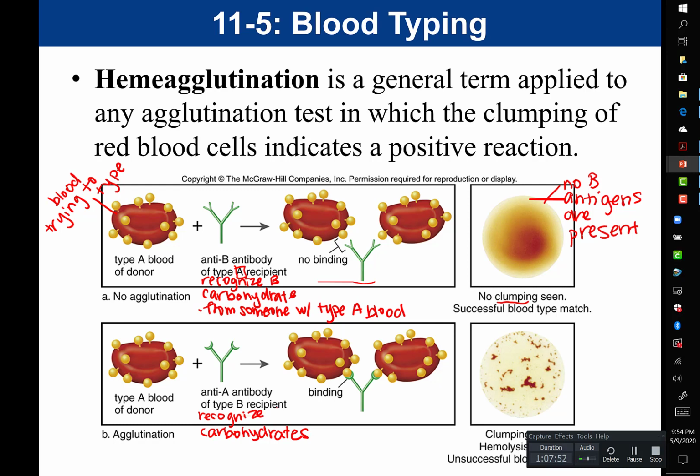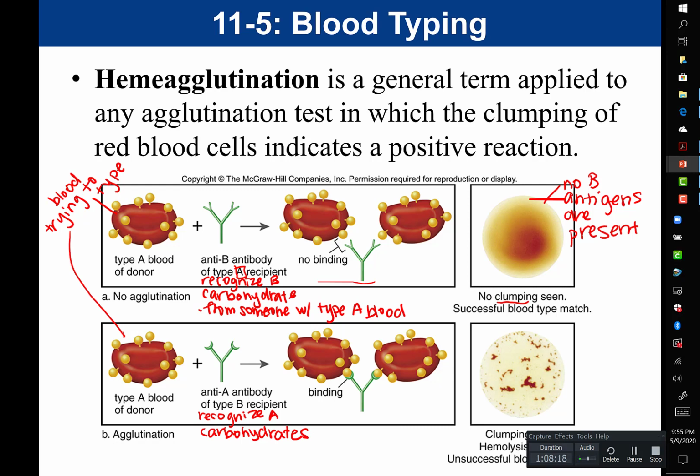So they recognize the A carbohydrates. Now notice that if you look at the binding site for this antibody, the binding site is round and it recognizes this A carbohydrate on the person we're trying to type. So it's the same blood, but this time we're mixing it with anti-A antibodies.